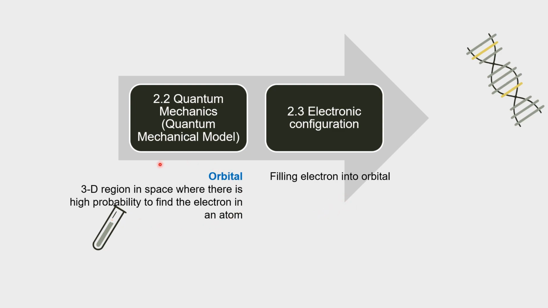Jadi, di dalam 2.2 you dah belajar tentang tempat-tempat ataupun lokasi di dalam atom yang mana kebarangkalian untuk kita jumpa elektron. Okay, so dalam 2.3 pula, daripada tempat yang awak dah jumpa dekat 2.2 ini, kita akan guna pakai di dalam 2.3 untuk kita mengisi elektron di dalam orbital tersebut. So that's why you learn the place first to fill the electron. Later, barulah kita akan isi elektron di dalam orbital tersebut.